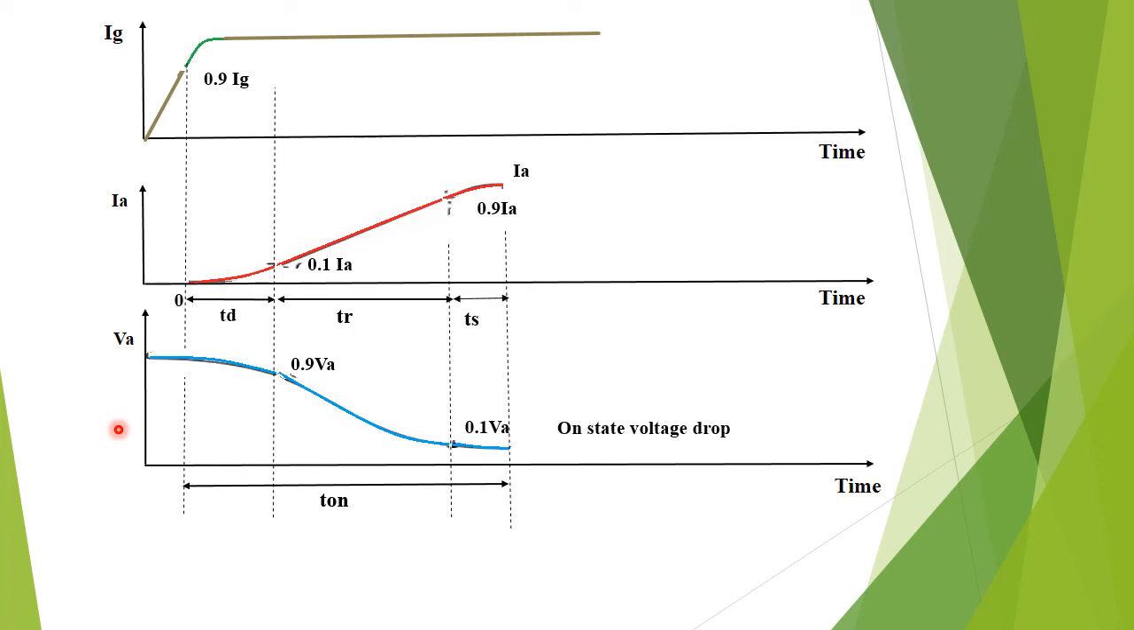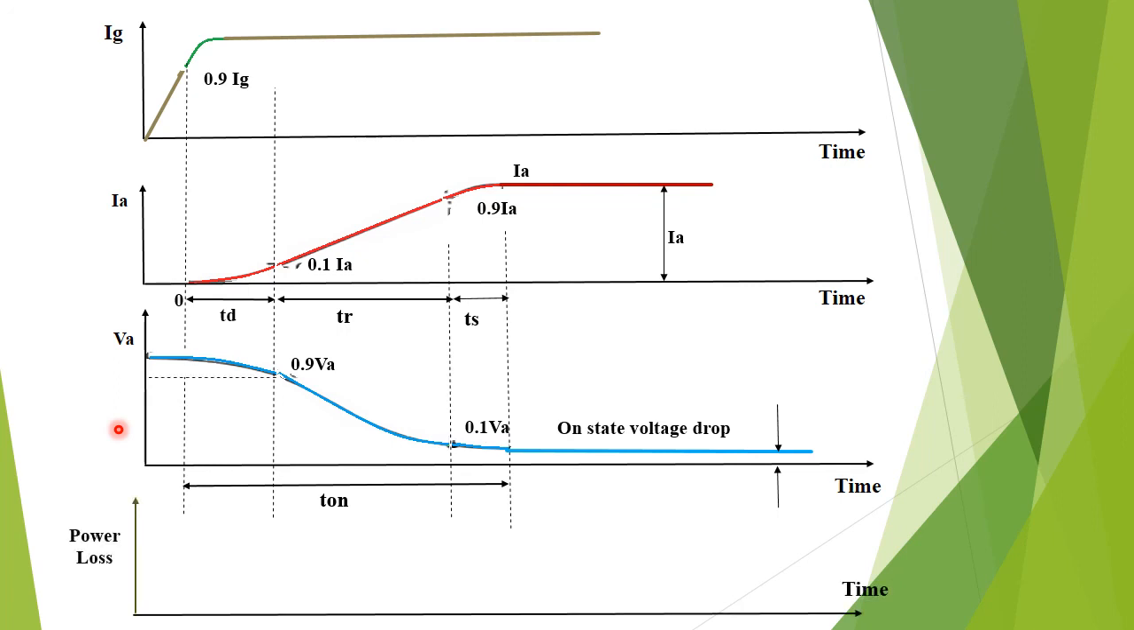Once the SCR is turned on, the current remains constant at its final value IA, and similarly the voltage across the SCR will be equal to its on state voltage drop. Now we will see the power loss waveform. The power loss will be maximum during the rise time, because during the rise time the current rises from 10% to 90% of its value. The power loss is given by the I square R loss. So the power loss is more during the rise time of the device.